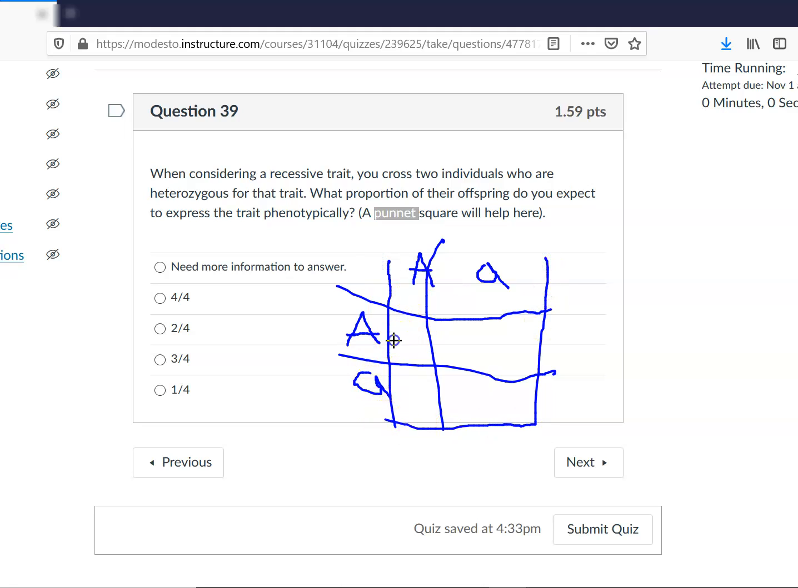Yikes. So we've got big A, big A, big A, little a, big A, little a, and little a, little a. So which of these individuals are going to have this trait or express it phenotypically? Just this one. That's the only way to get a recessive trait, little a, little a. And remember, this is one of the four possible offspring they can have. So the answer is 1 out of 4.